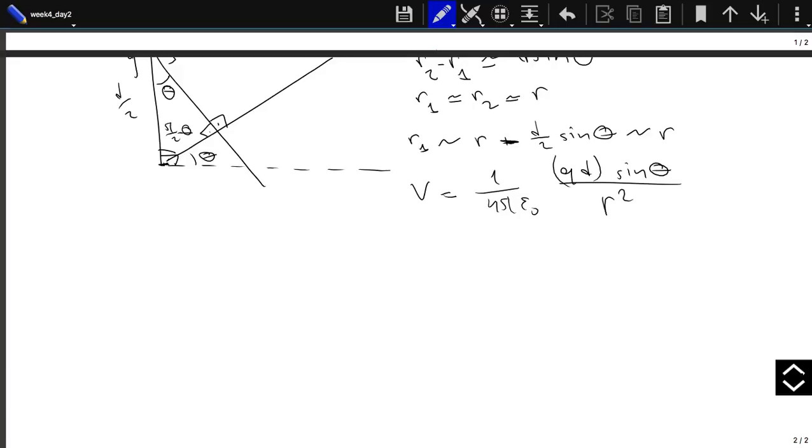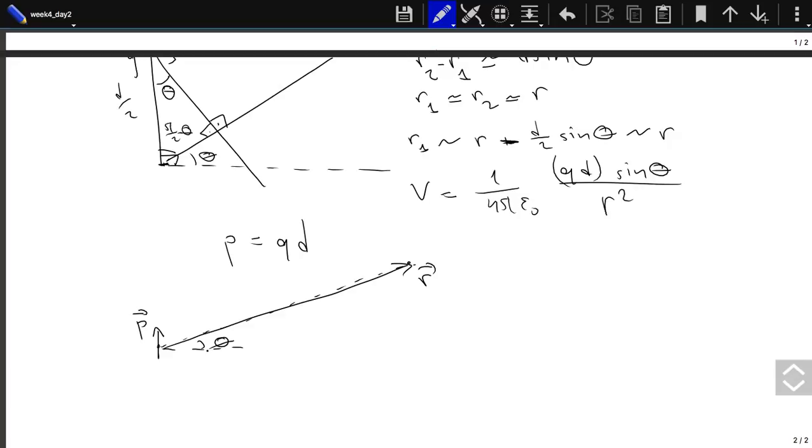So the dipole, we said, has a direction. Here we have some electric dipole which points in this direction, and the magnitude of p is equal to q times d. And then we have this vector over here. We want to look at the potential created by this dipole at this point, at this R. Now this is theta, and this angle over here is pi over 2 minus theta.